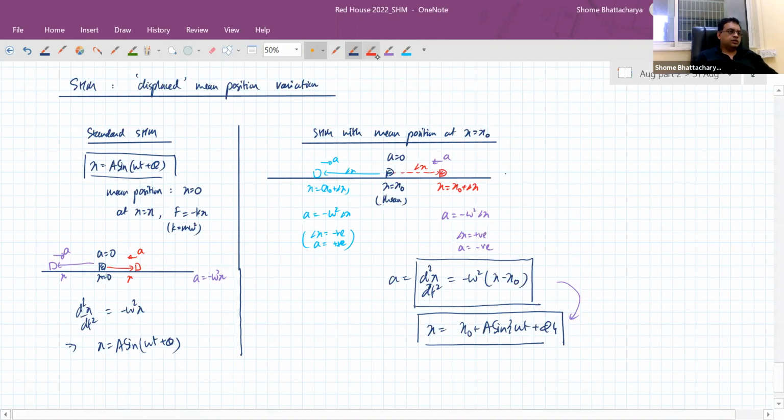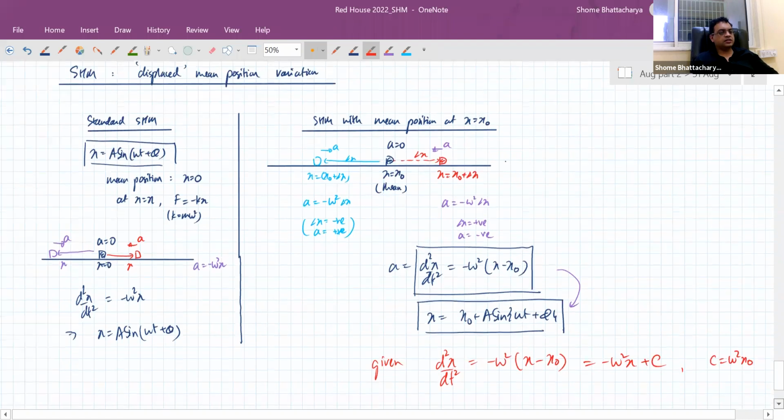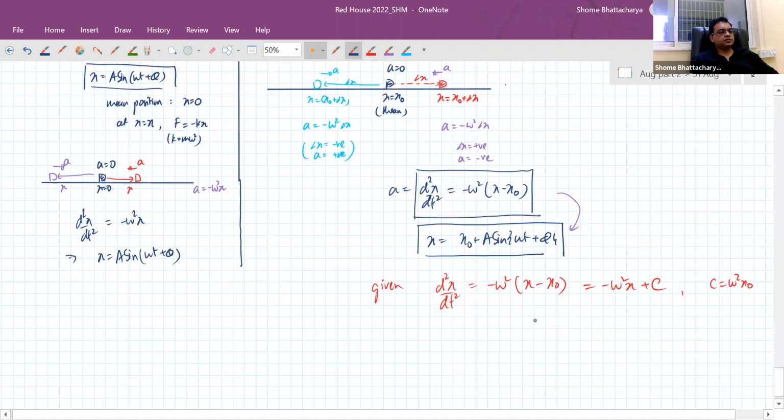Okay, so let's see how this equation works out. Basically, that so if we have the condition that on solving the free body diagram or the dynamics, we are getting this relation that d2x by dt square is minus omega square of not x but x minus some term like this, or it is minus omega square x plus some constant, where that constant you can see is omega square x naught. So suppose we get this condition. So what we can do here is we can substitute s as x minus x naught.